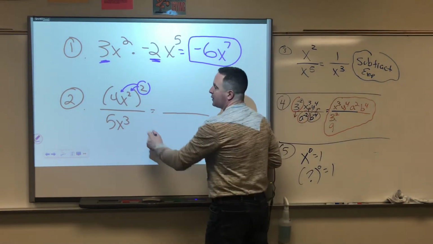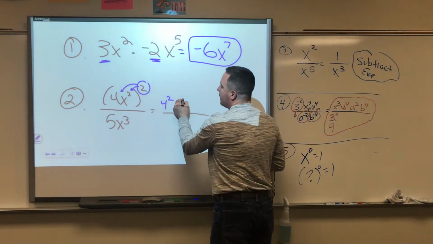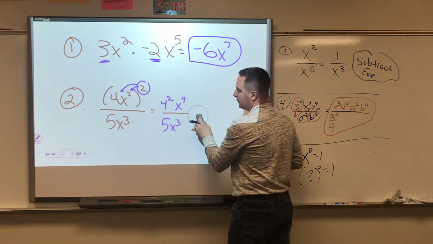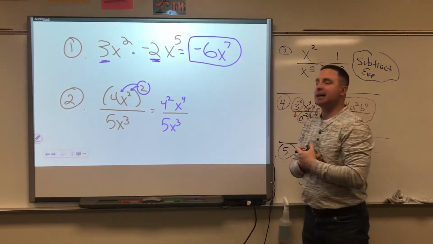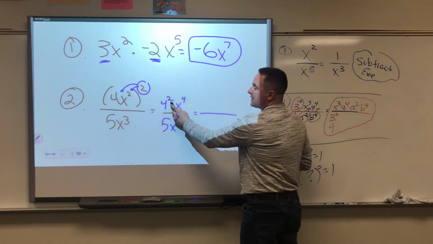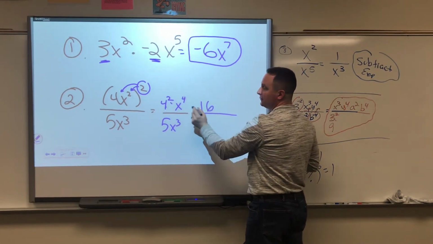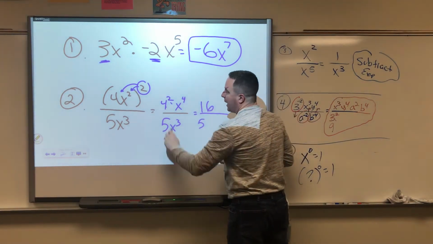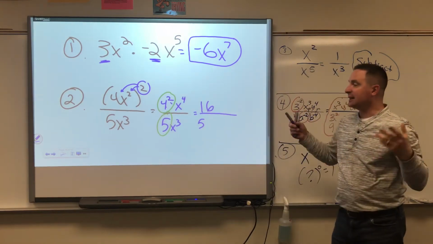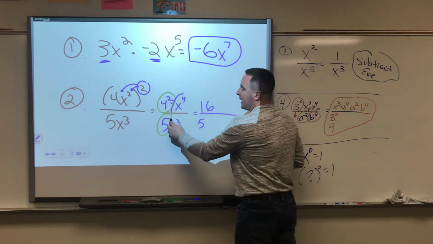When I do that, I end up with 4 to the 2nd power and x to the 4th power. I'm multiplying exponents over 5x cubed. So there's nothing I could do in the denominator. Well, I can take it one step further. What if I simplify? 4 to the 2nd power is not 8, but it's 4 times 4, which is 16, and then 5. What I oftentimes do is treat the big numbers and the variables separately. So look at the 16 and the 5. I can't reduce them. I can't simplify them. I'm done.